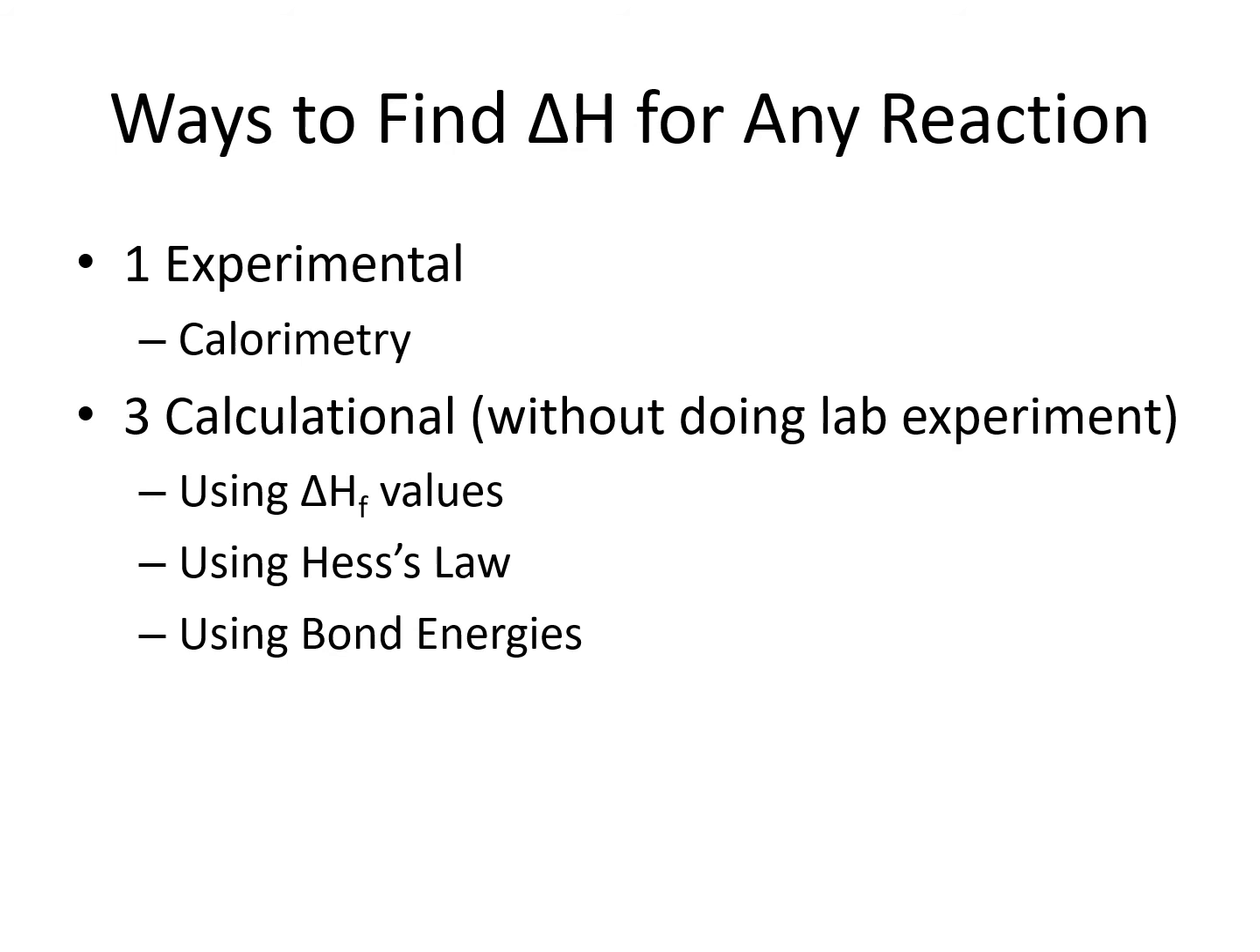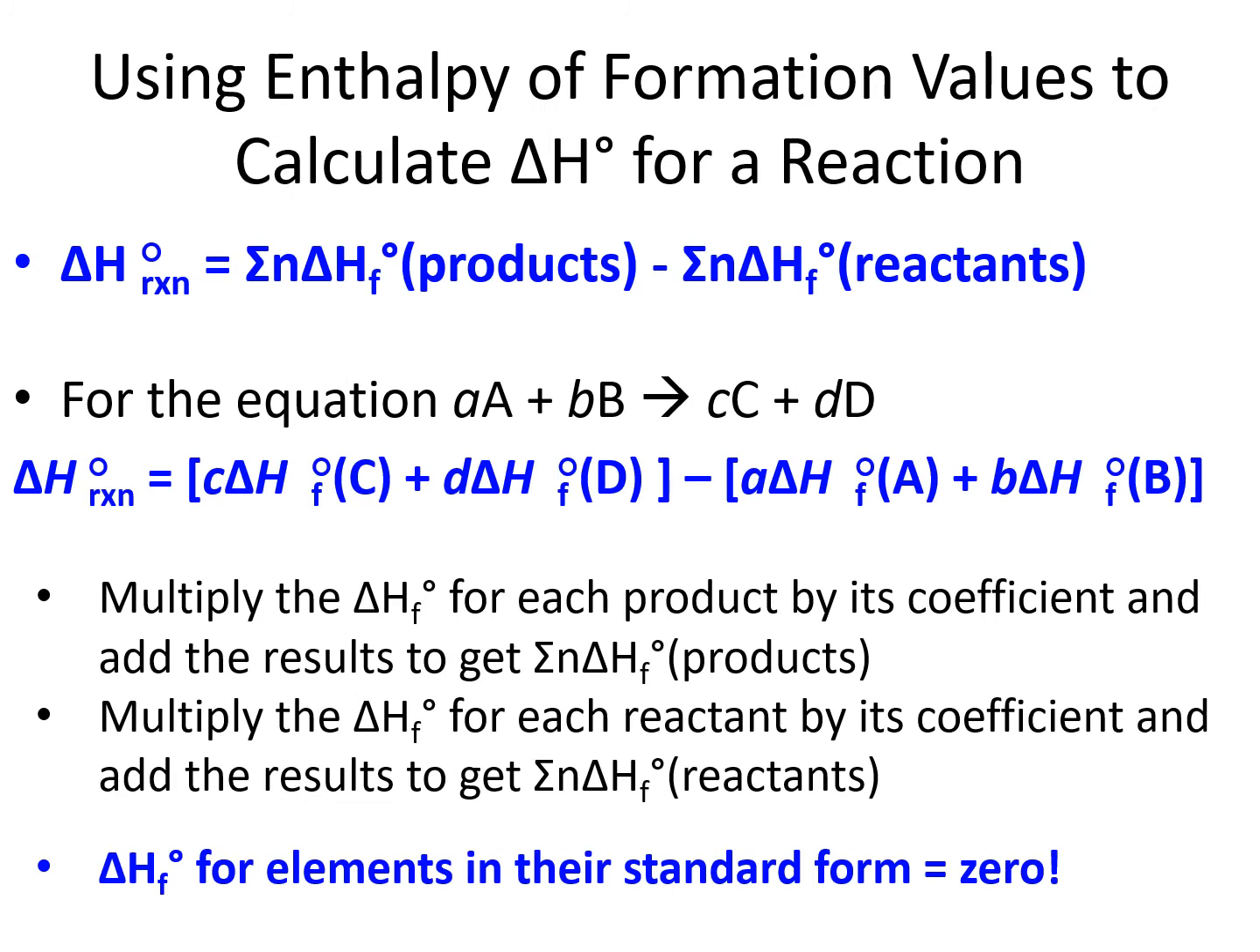So those 3 ways are using delta HF values, using Hess's law, and using bond energies. So we're going to talk about each of those 3 calculational ways. So our first way to calculate delta H, if we can look up some values in a table, is based on the delta HFs of each of the products and reactants.